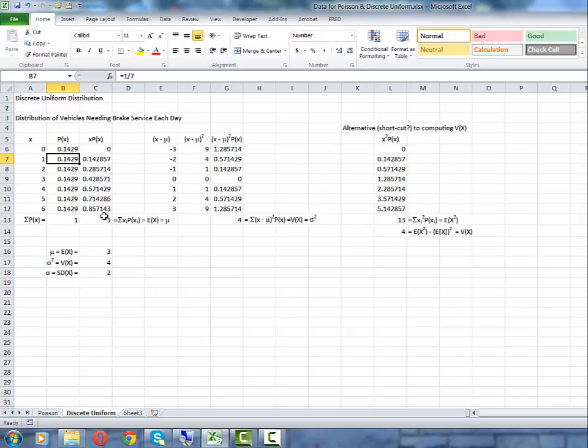You can find the mean by taking x times the probability of x, summing those, you get a mean of 3. Right? You can find the variance either using the shortcut method or finding the difference between x and mu, squaring them, and weighting them by their probabilities, summing that, and you get a variance of 4, okay, which then gives us a standard deviation of 2.